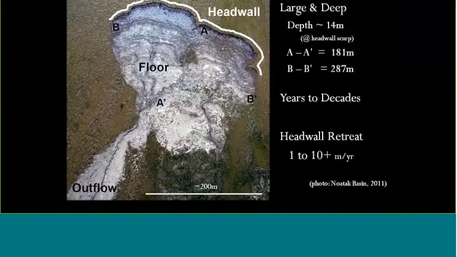The next mode of permafrost degradation I'm looking at is retrogressive thaw slumps. And in contrast, these tend to be much larger and deeper. This one is almost 300 meters across and 200 meters from the head wall to the beginning of the runout. And these last a lot longer. They tend to go years to decades.